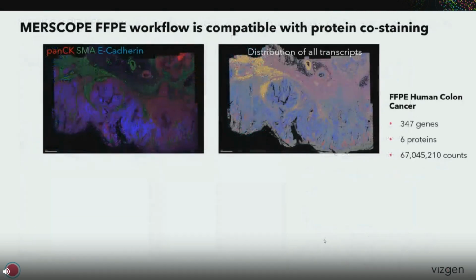So the MERSCOPE FFPE workflow is compatible with protein co-staining as well. On this slide, we performed 6 protein imaging together with a 347 gene panel measurement. On the left, you're seeing 3 out of the 6 proteins here: pan-CK, SMA, and E-cadherin. And on the right, you're seeing the distribution of all transcripts. In this measurement, around 70 million counts were detected with a panel of 347 genes.